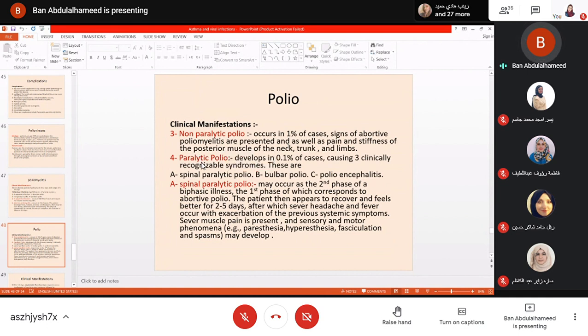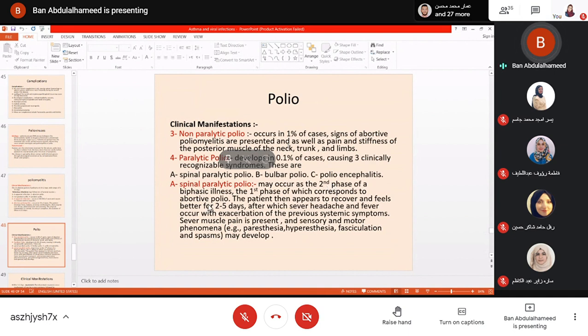The fourth clinical presentation of polio is what we call paralytic poliomyelitis. Its percentage is very small, approximately 0.01% of all cases, in which polio presents in the form of paralytic polio. Paralytic polio causes 3 clinically recognizable syndromes. These are spinal paralytic polio, bulbar polio, and polio encephalitis.